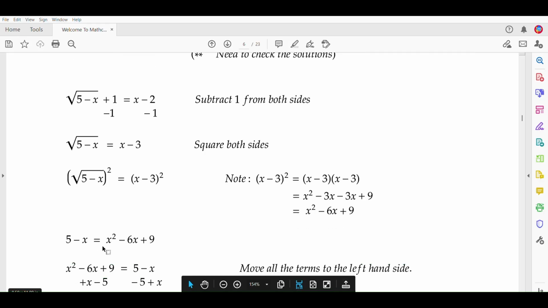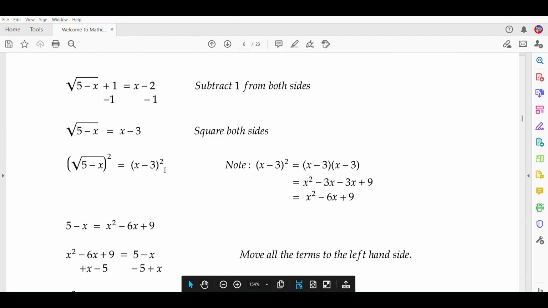On the other hand, x minus 3 quantity squared. x minus 3 quantity squared is x minus 3 times x minus 3. Notice I'm squaring the parentheses, so the parentheses repeats. How do we multiply this? We multiply this by distribution.